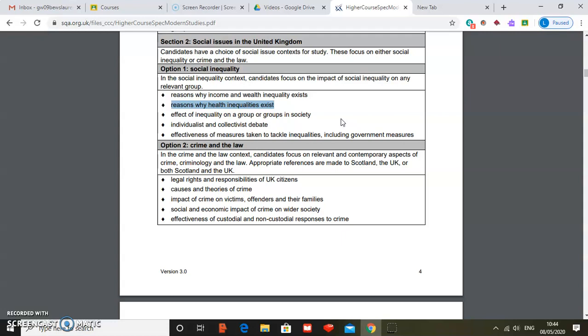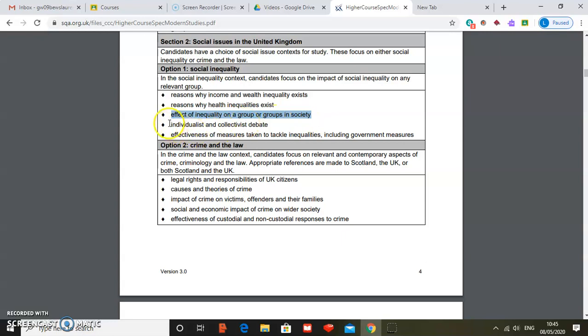So you could talk about areas around diet, you could talk about poverty, you could talk about gender, you could talk about areas like race, geography. You also have the effect of inequality on a group or groups in society. So you can talk about how health or wealth inequalities might affect some groups more than others.